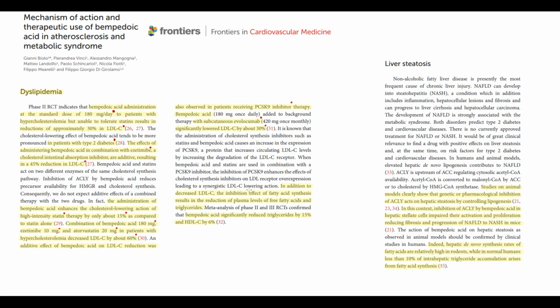In addition to decreasing cholesterol, bempedoic acid decreases fatty acid synthesis, which results in decreasing triacylglycerol production. And nowadays, we know that bempedoic acid provides a 15% reduction of plasma triglyceride level. Because bempedoic acid inhibits fatty acid synthesis, potentially we can use this drug for treatment of hepatic steatosis. But the problem is that in humans, only 10% of intrahepatic triglycerides are produced by fatty acid synthesis. So bempedoic acid won't dramatically change the situation.